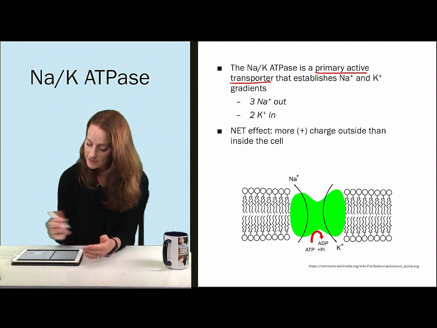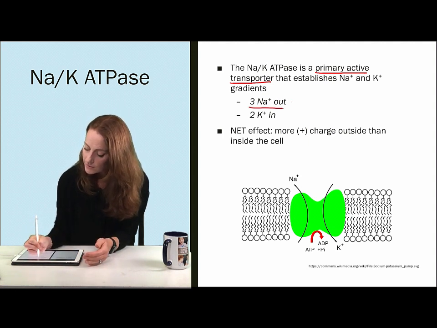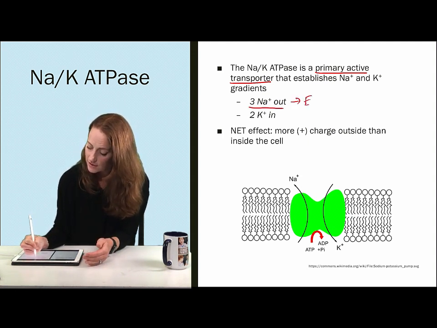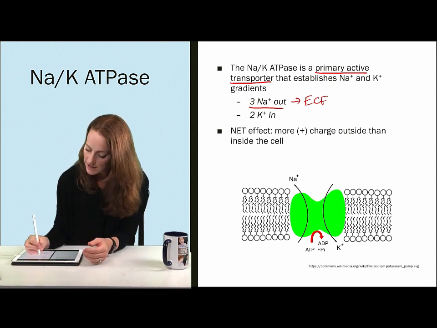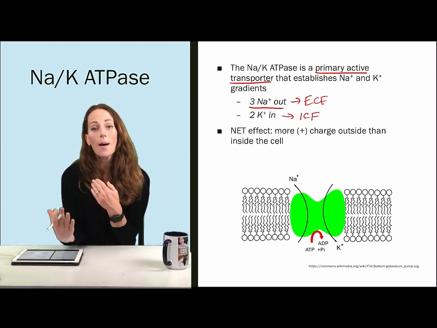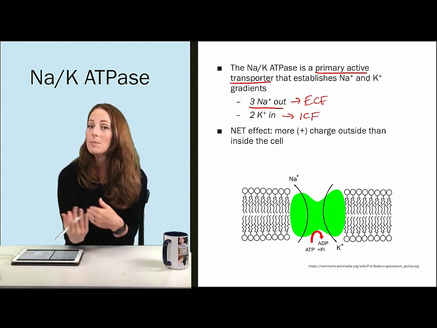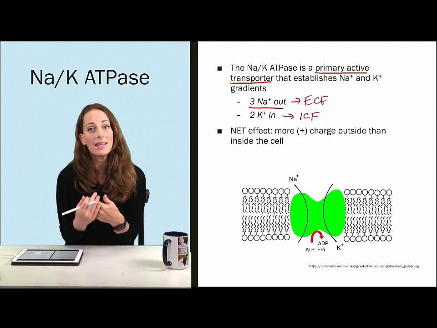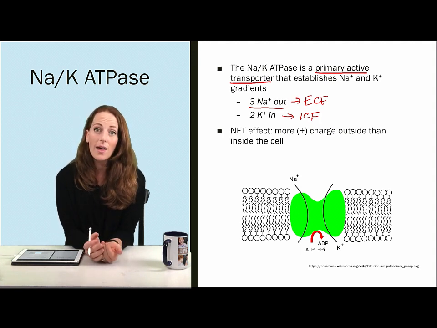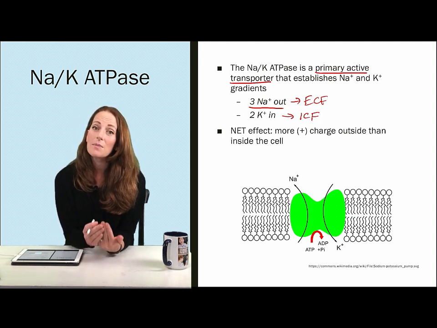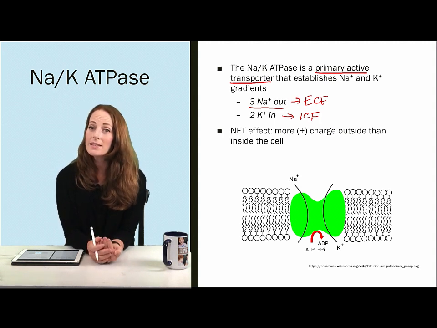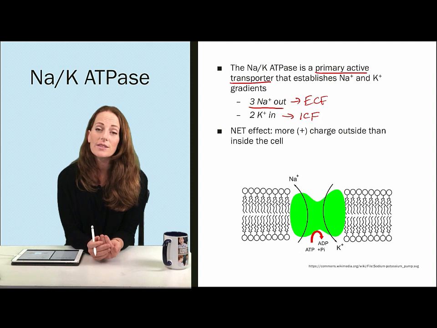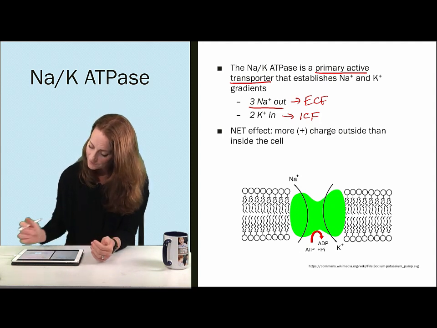And it always pumps 3 sodium out into the extracellular compartment and 2 potassium in to the intracellular compartment. So it swaps sodium and potassium and uses ATP to do that. This is what sets up the initial differences in sodium and potassium inside versus outside of the cell.